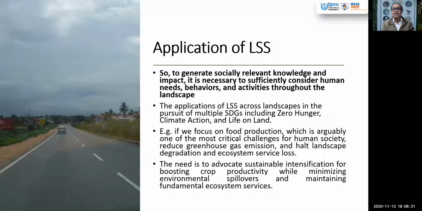What is the application of landscape sustainability science? I don't think so. I need more explanation on that.